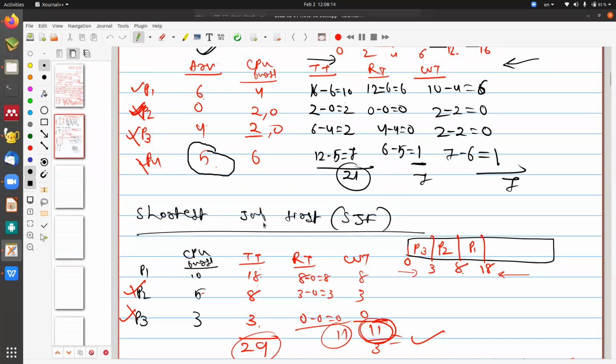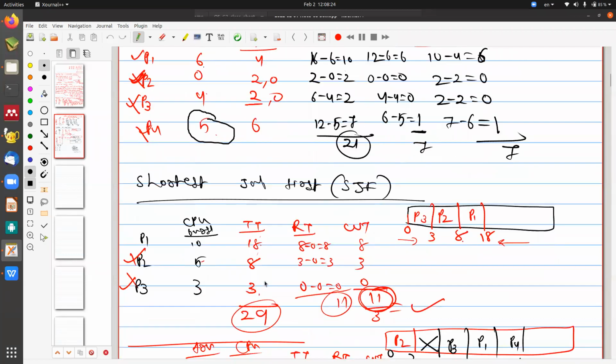But later we'll see how SJF can be achieved in a real environment. That is, we'll study it during multi-level queue and feedback queue scheduling. But currently it is this.